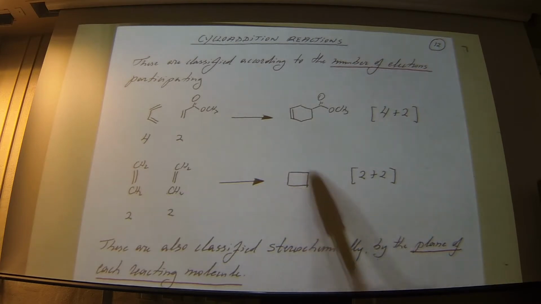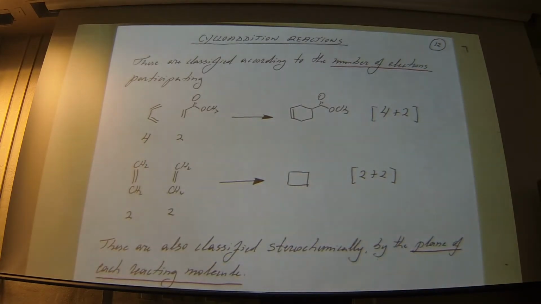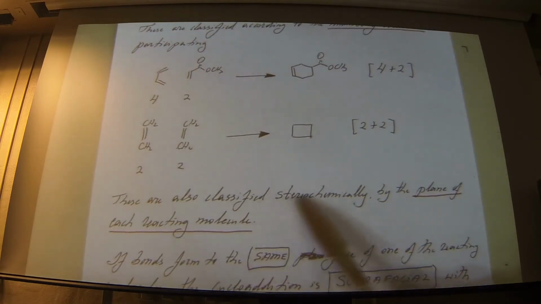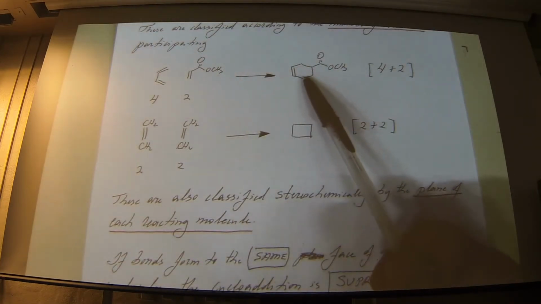And of course here you get a 4-membered ring, whereas here we get a 6. So the 2 plus 2 tells you that it's going to be a 4-membered ring in your product. A 4 plus 2 tells you it's going to be the Diels-Alder 6-membered ring. Okay. So this is just a classification. It doesn't tell us anything about stereochemistry. It doesn't tell us anything at all. It's just classified by the number of electrons.